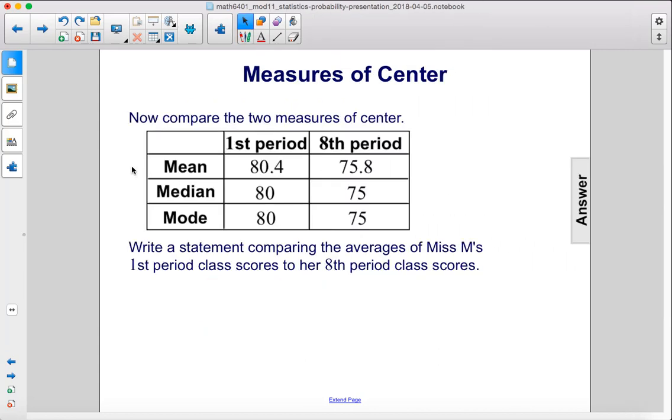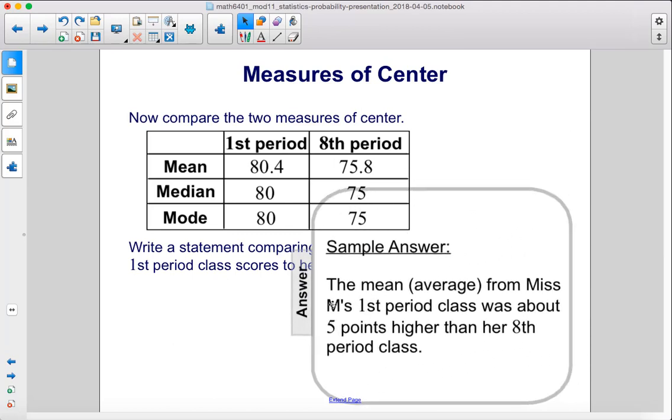Now compare the two measures of center. Alright, so we have our mean, median, and mode for 1st period and 8th period. Write a statement comparing the averages of Miss M's 1st period class scores to her 8th period class scores. So the averages would be the mean, which is 80.4 versus 75.8. And we could say that the average from Miss M's 1st period class was about 5 points higher than her 8th period class.